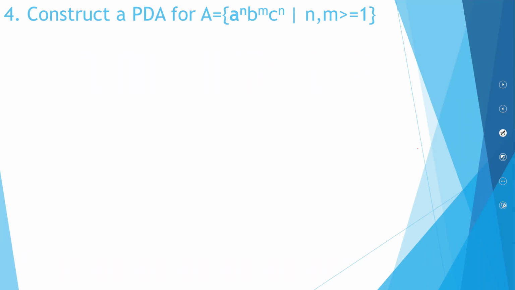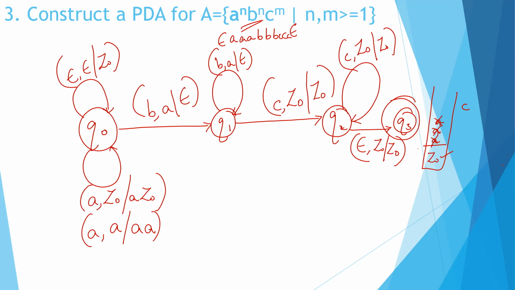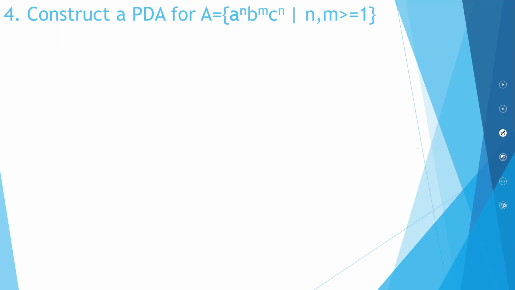A raised to n, B raised to m, C raised to n. Now look here, this is very interesting. The number of A's and the number of C's should be the same. In between, however many B's, you are not bothered. So this is valid: triple A, triple C. This is valid.